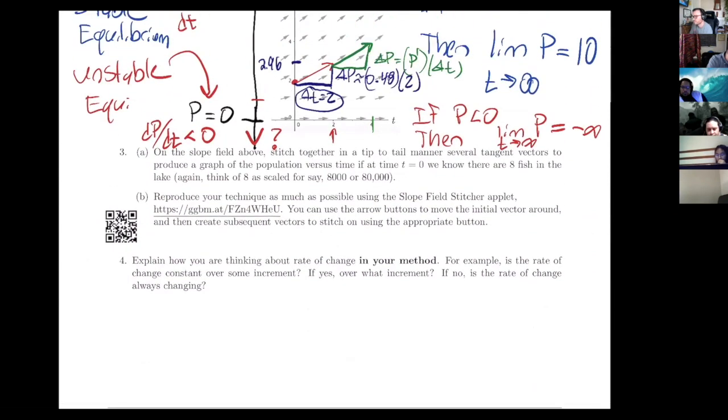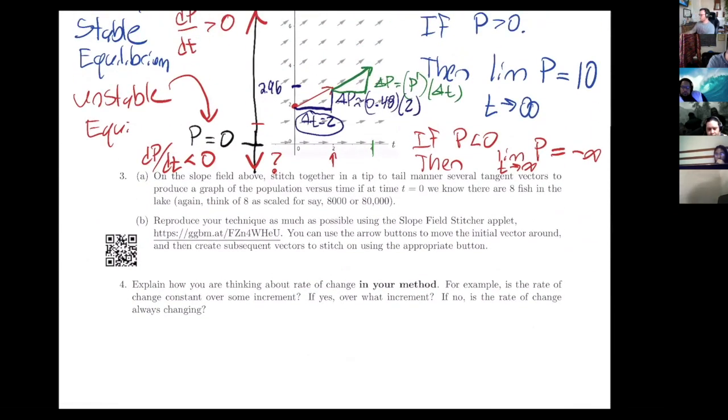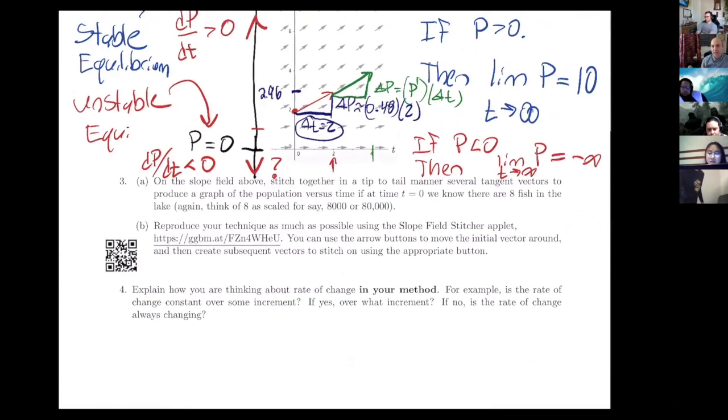Okay, and so just to summarize what might be wrong with this method is exactly this fact that we can see from the slope field that the derivative is constantly changing. So when we assume that the derivative is constant, even over a small period of time, that's an incorrect assumption. But the smaller we make that time, the less error we might be introducing.